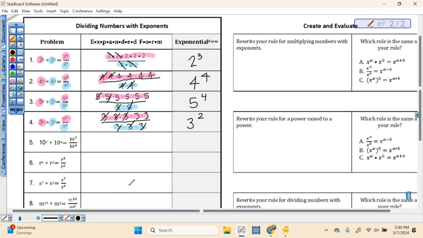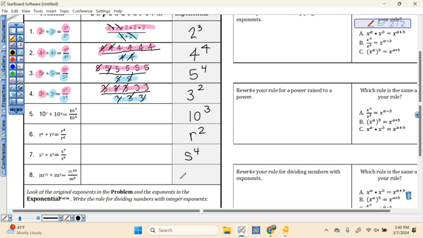So what's the rule? What's the shortcut? Subtract our exponents, right? My base stays the same. And then I subtract top minus bottom, numerator minus denominator. So what's 7 minus 4? 3, so 10 cubed. Base stays the same. Subtract numerator minus denominator is 2. Base stays the same. Subtract numerator minus denominator is, and then the last one, yeah, m to the 7th.